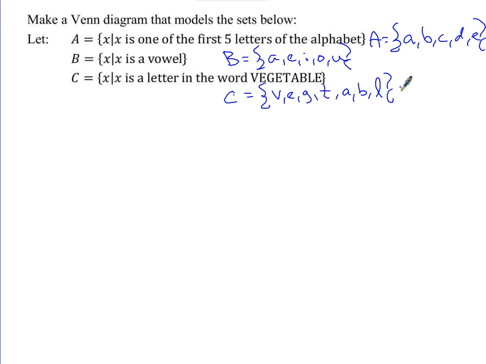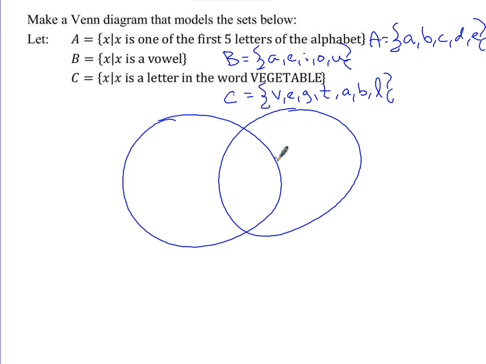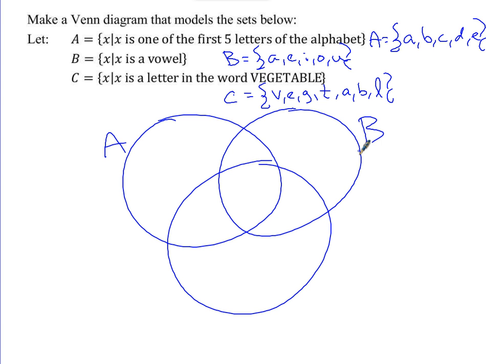The directions say make a Venn diagram. How many circles do I need? 3. So I'll draw my 3 circles, making sure I have overlap for all 3. Now what? Yeah, you want to label these. So I have set A, capital A. I have set B and set C. Make sure you label them, otherwise we don't know what you're doing, and really neither do you.